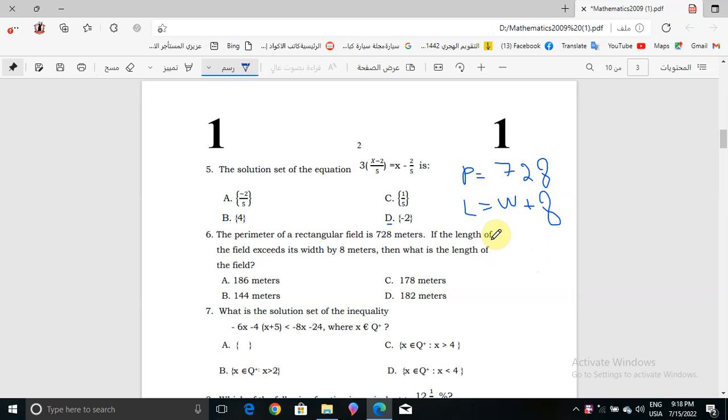And we have the formula of perimeter, which is P is equal to 2 times (length plus width), right? But in place of length, we will put width plus 8. So that means the perimeter, which is 728, is equal to 2 times (length plus width).